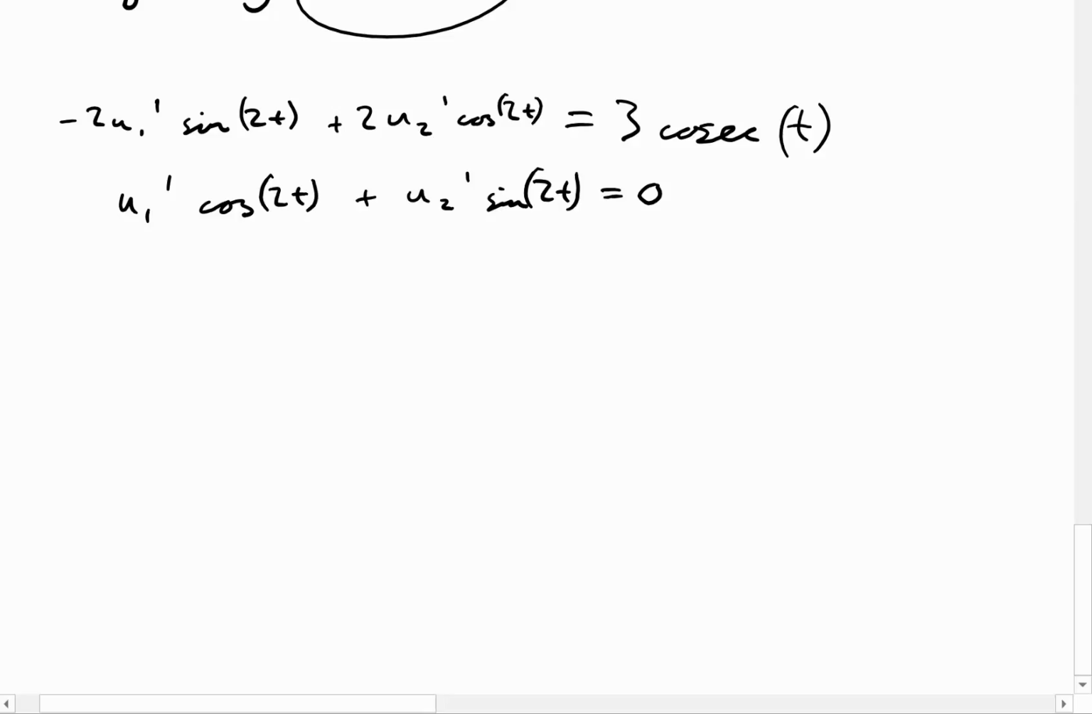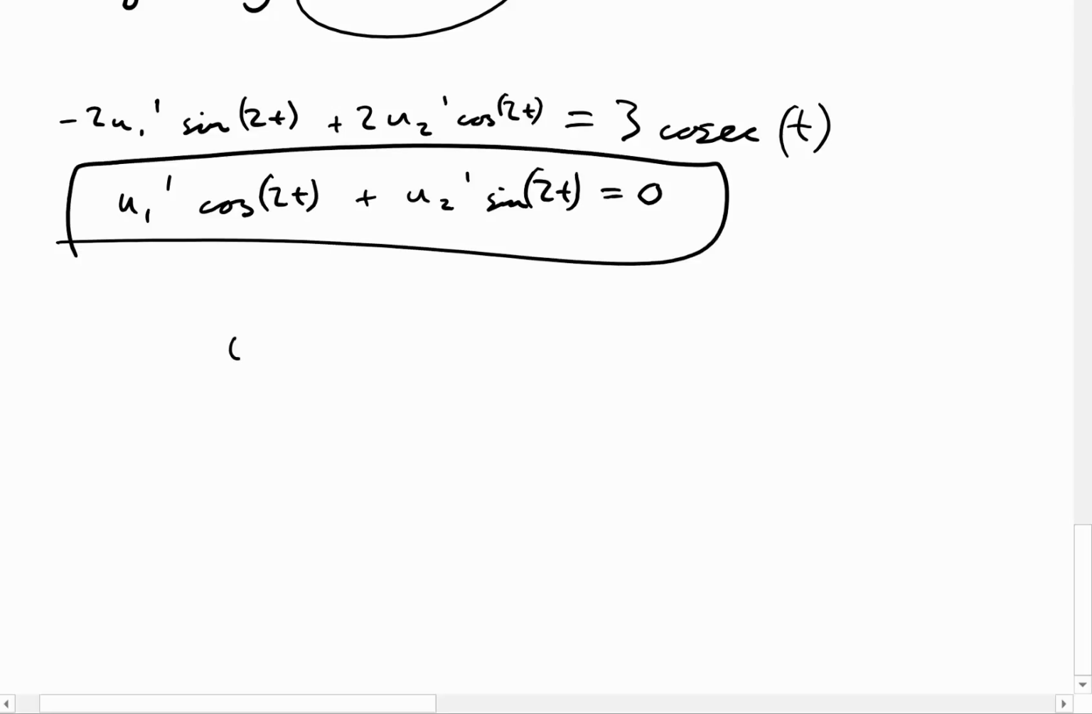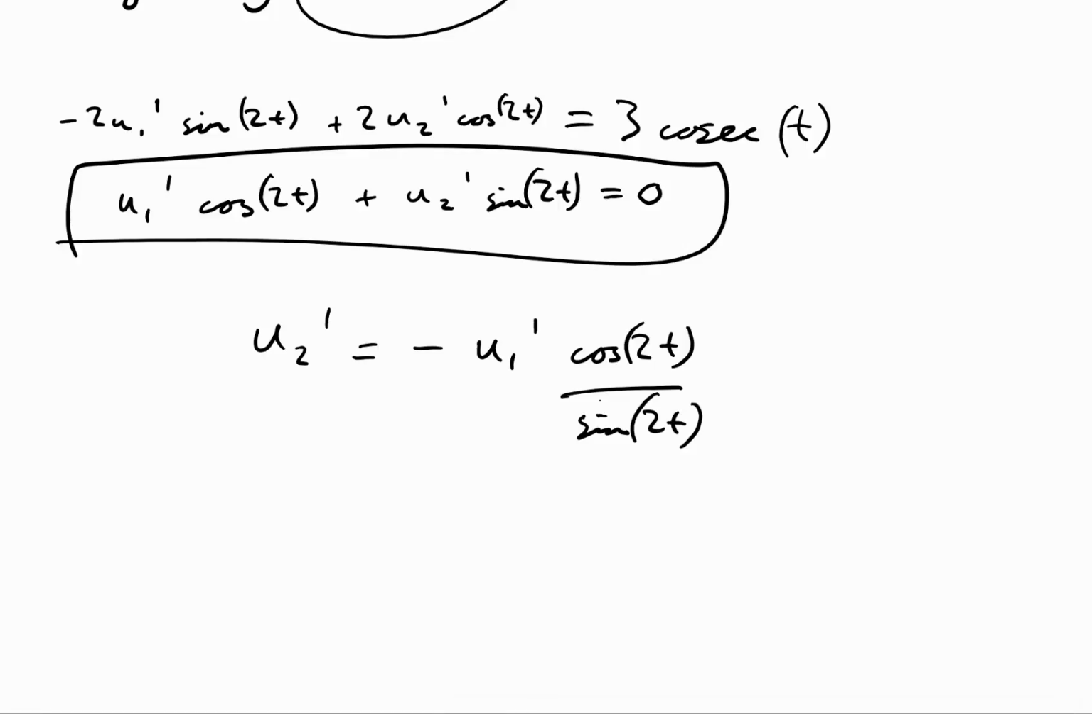So now let's try and solve for u1 and u2. I'm going to say that u2 dash is going to be equal to minus u1 dash cos 2t over sine 2t. There we go. So effectively, all I'm doing is solving by simultaneous equations.